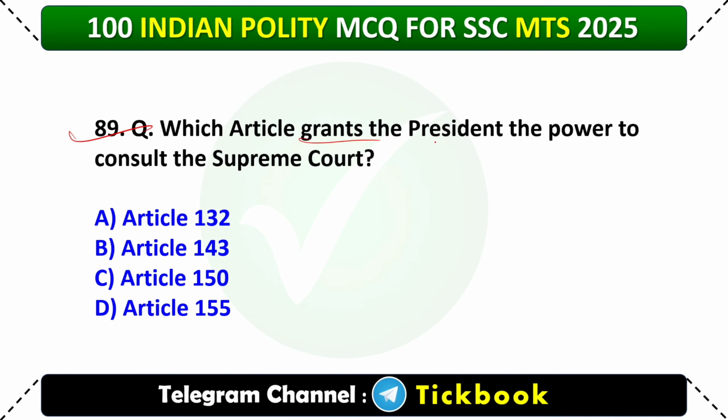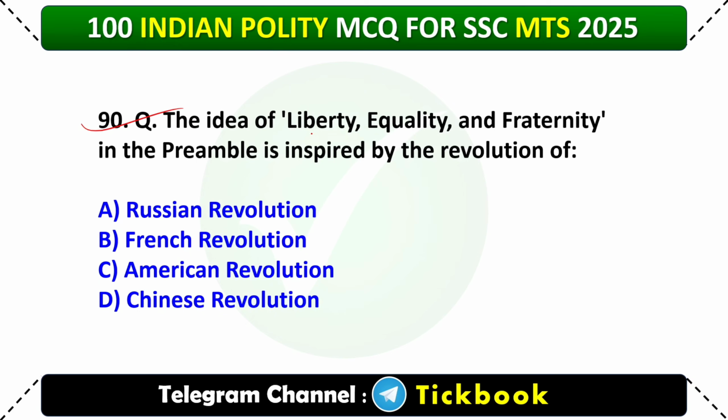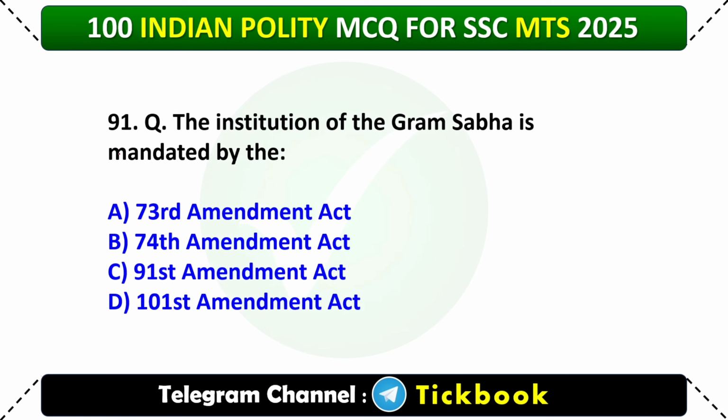89. Which article grants the President the power to consult the Supreme Court? Option number B, Article 143. 90. The idea of liberty, equality and fraternity in the Preamble is inspired by the revolution of. Option number B, French Revolution. 91. The institution of the Gram Sabha is mandated by the. Option number A, 73rd Amendment Act, 1992.